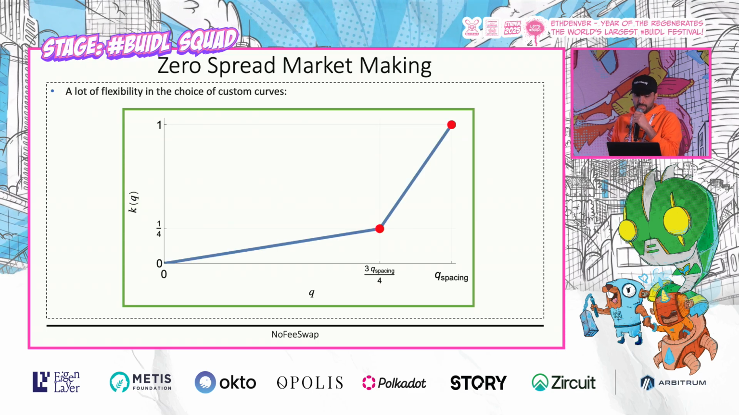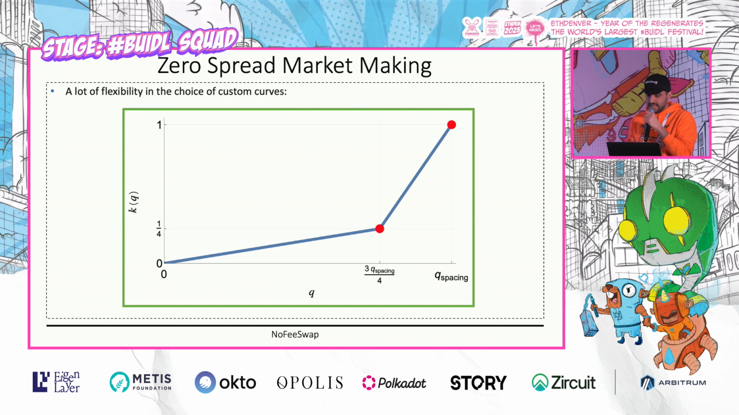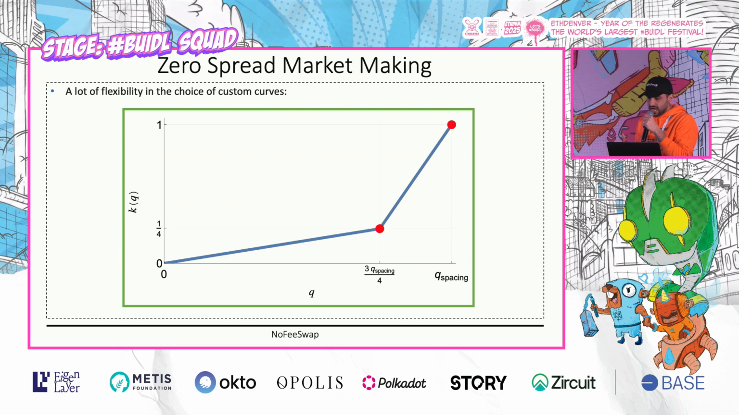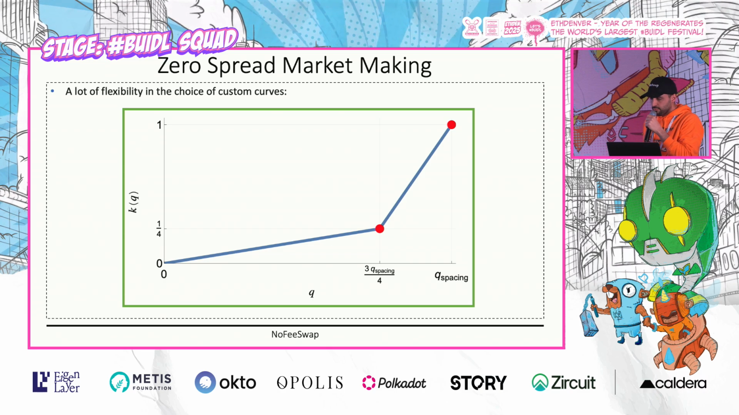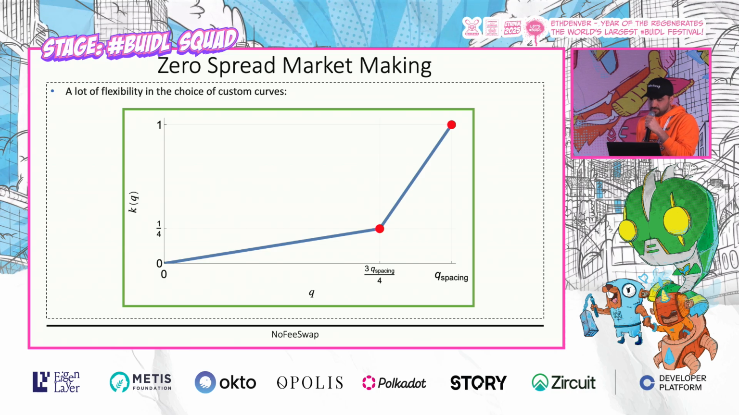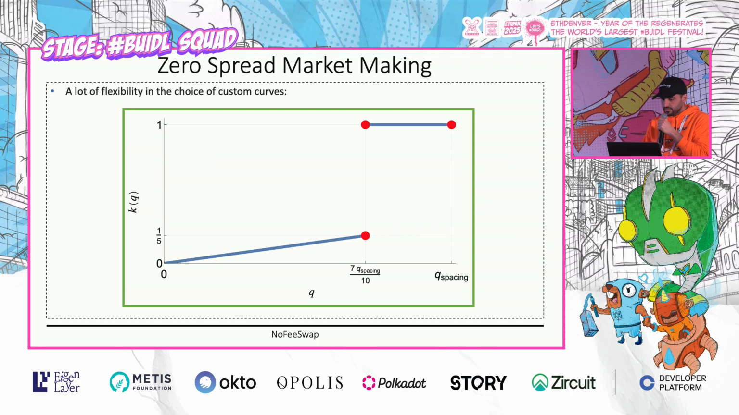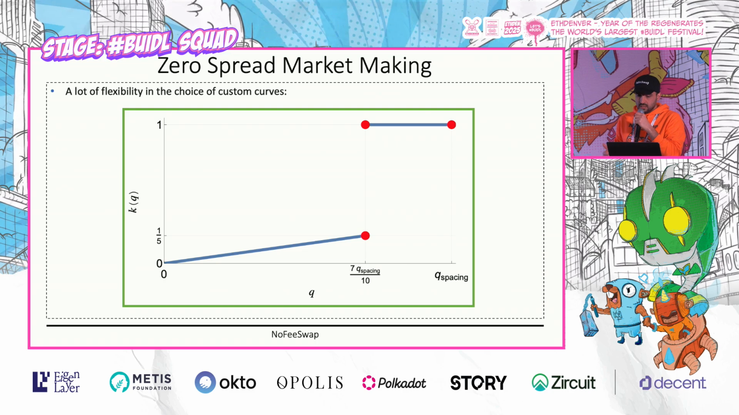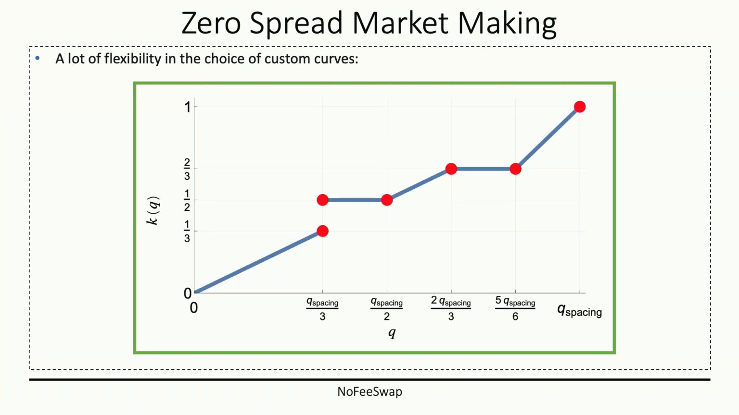Now, an interesting thing about NoFeeSwap is that it allows you to close this gap however you want and still make money for LPs. There is no price staleness, and there is liquidity available at every price, which leads to higher volume. You can make it look like this. You can make it look like that, as customized as you want.